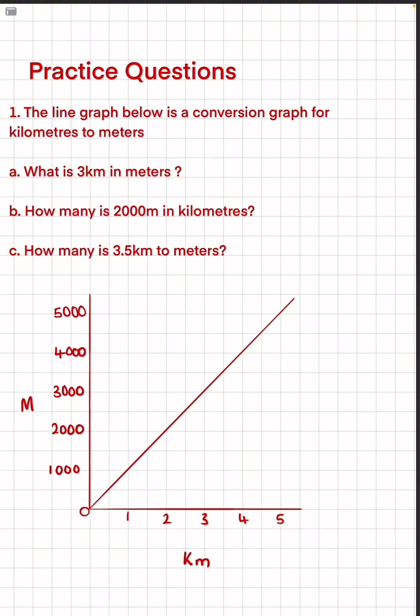The question says the line graph below is a conversion graph for kilometers to meters. What is 3 kilometers in meters? So we've got kilometers along the bottom and meters along the side. So if we find 3 kilometers along the bottom, which is over here, and we draw a straight line up to the red line and a horizontal line to the vertical axis, we've got our answer, which is 3,000 meters.